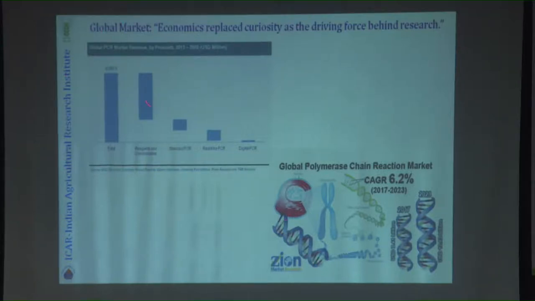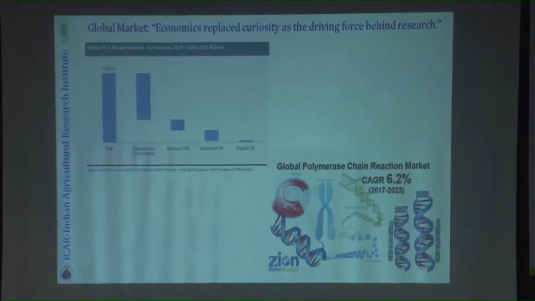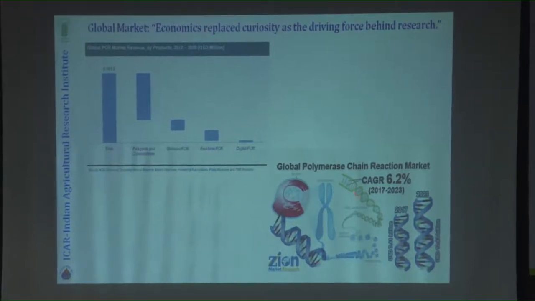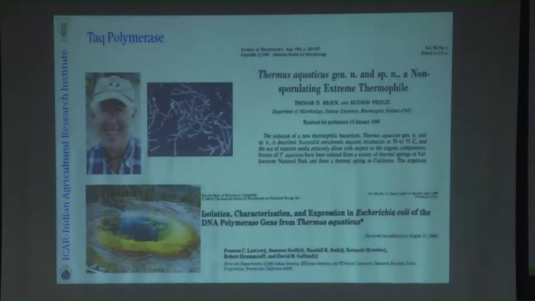If you look at the global market economics, that's what Kary Mullis said, that economics replaced curiosity as the driving force behind research. He says the global PCR market is about $6,000 million. Okay, that's one of the estimates. The other one is about USD 7.41 billion. From 2017 to 2023, you will be seeing a huge jump in the market. The global polymerase chain reaction market will be around 10.62 billion US dollars. So the kind of research we are doing with this technology is huge. There are several improvements and applications coming up in this area.